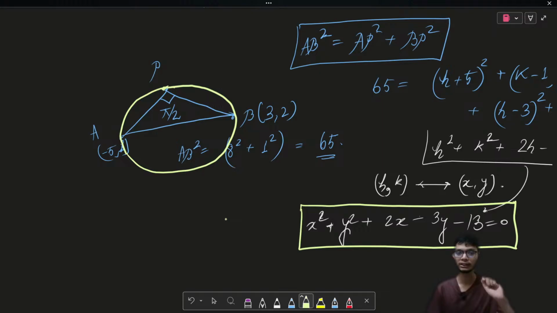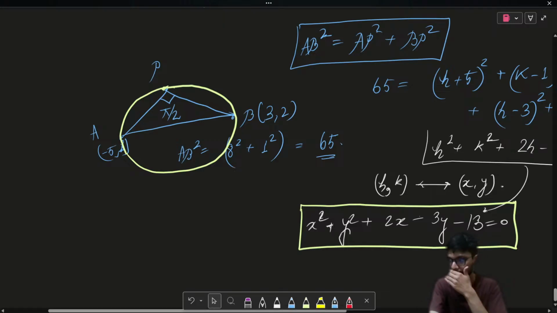So what you can see is that the geometry is relevant to the algebra, and the algebra is also proving the same geometry, right? So I hope this is clear to all of you. I hope this problem is clear. Please do let me know if you have any questions, any queries.